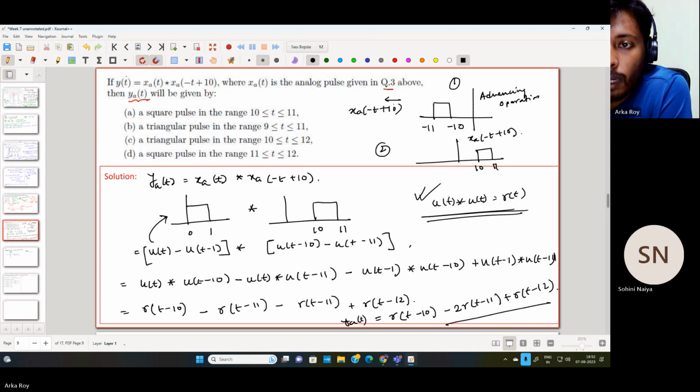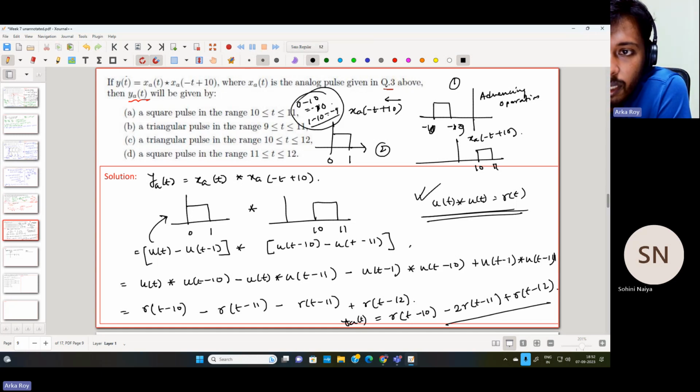So while advancing this particular signal, what we had done is that the zeroth sample, initially the sample was like this, 0 to 1. And when we are going to the negative side, while advancing the signal by an amount of 10, the zeroth sample will go to minus 10 and the first sample will go to -9. For example, 0 minus 10 is equal to -10, and 1 minus 10 is equal to -9.